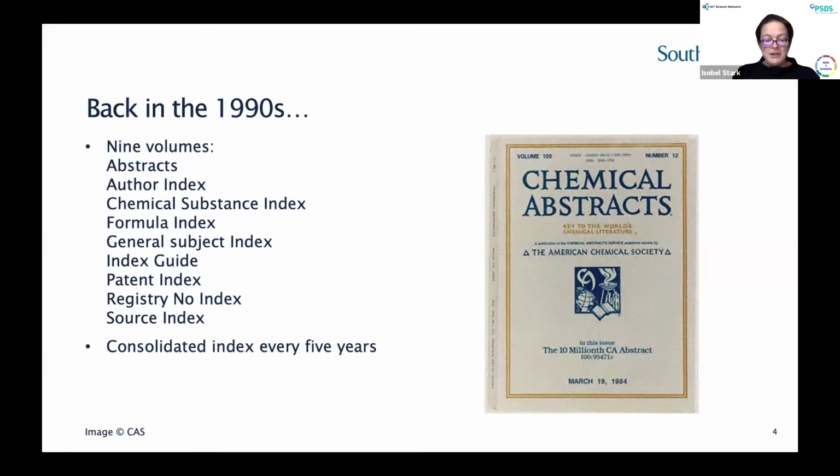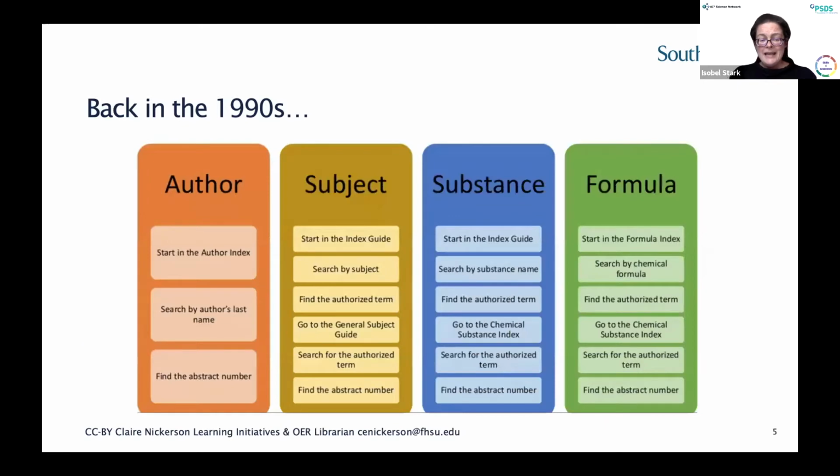At this point, chemical abstracts came in 9 different volumes. It had consolidated indexes every 5 years, but between those 5 years, you were looking at 6 monthly indexes to find out what had been published in your particular area. If you wanted to look via a particular route, these were the steps that you had to take.